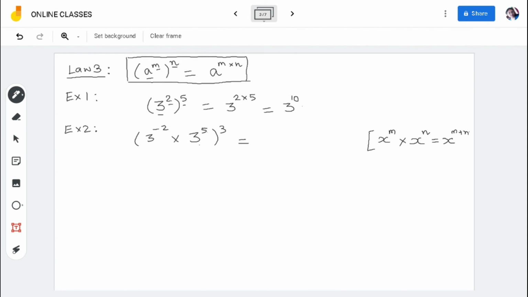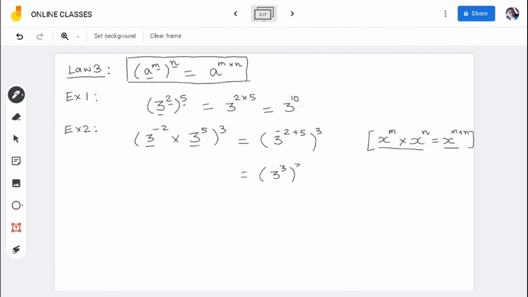First of all, we will apply the first law inside this bracket. So this can be written in this way. The same thing we are going to write here. The base will be 3 as it is, because both the bases are 3, and their powers will be added. So this can be written as minus 2 plus 5 whole to the power 3. Further, we know that minus 2 plus 5 is 3, and there is whole to the power 3.